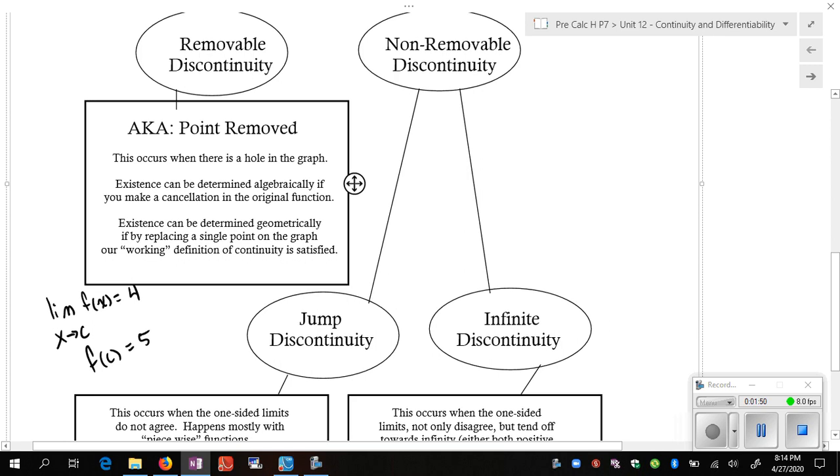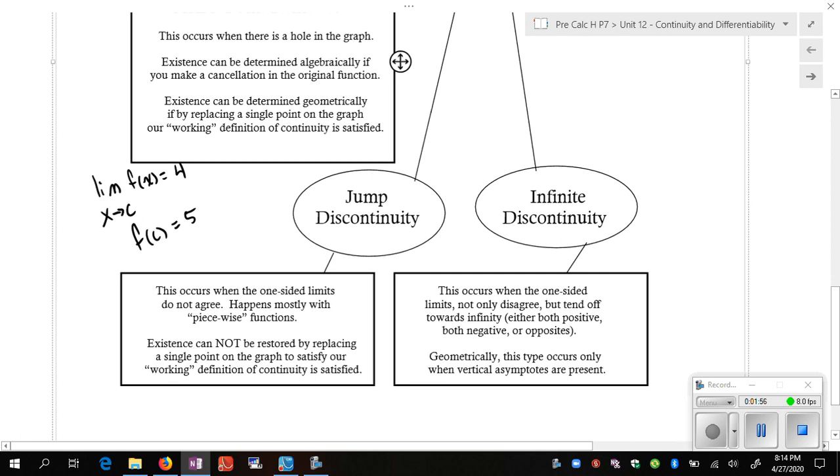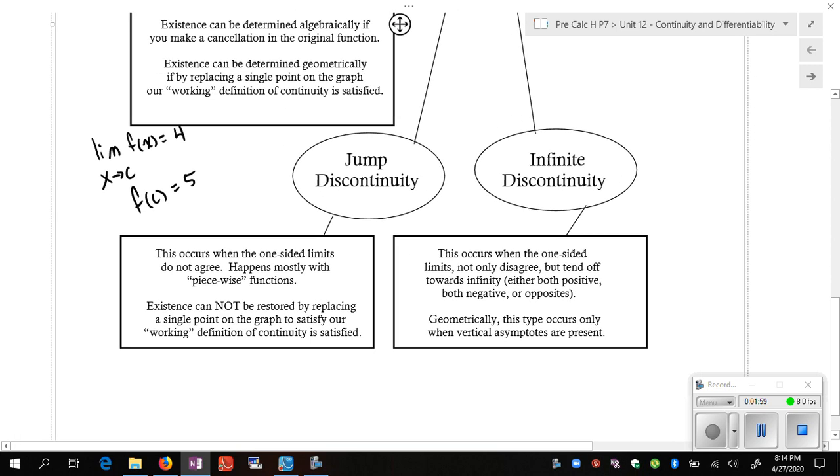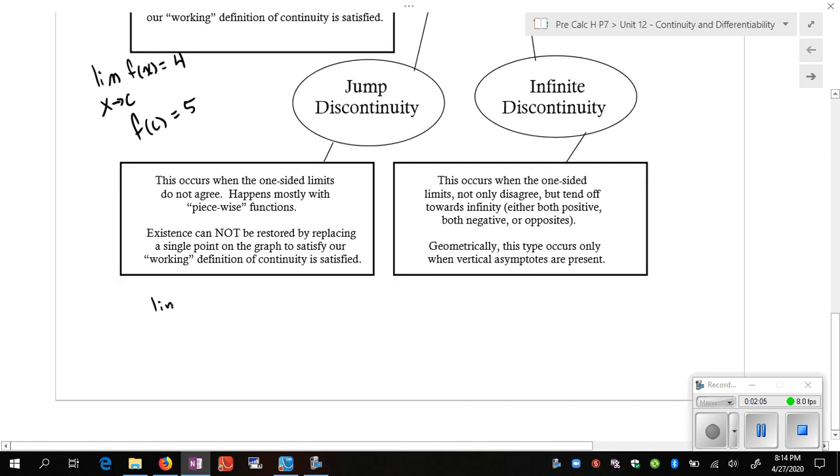Non-removable discontinuities are going to be when the limit itself doesn't exist. So there are 2 types that we're going to focus on, at least that we have special names for. There are others too, oscillating ones, but we're going to focus on the jump discontinuity. That's when we have a one-sided limit that exists. So if the limit as x goes to c from the left came out to be 4, and the limit as x goes to c from the right comes out to be something different, any finite value other than 4, perhaps 5, then that would be a jump discontinuity. I'll show you a picture of that.